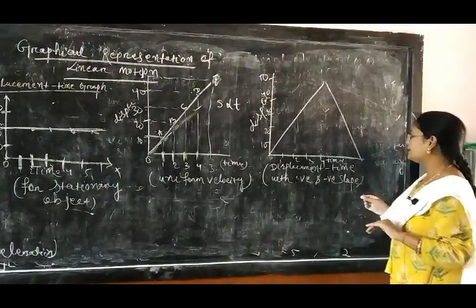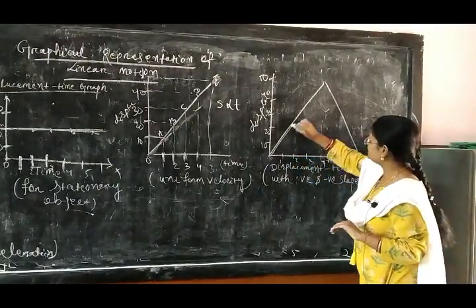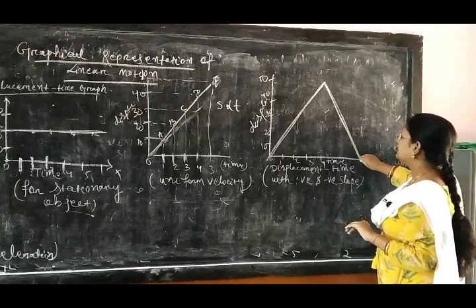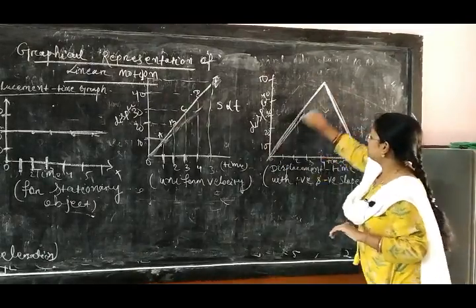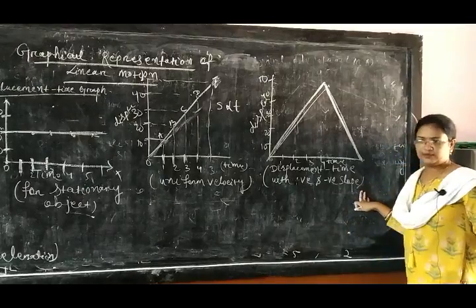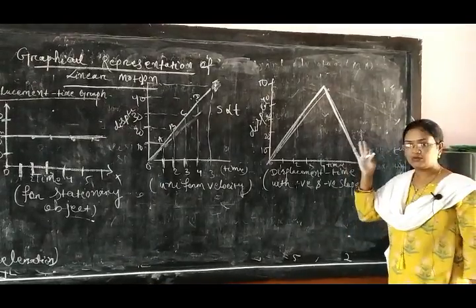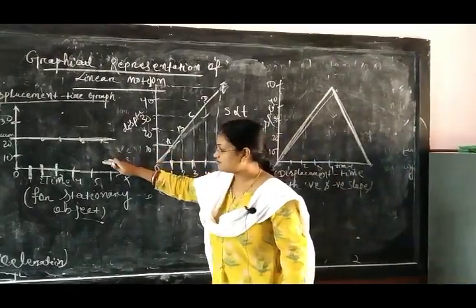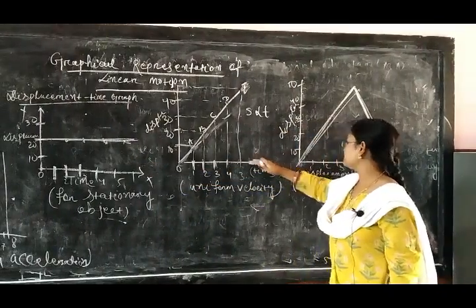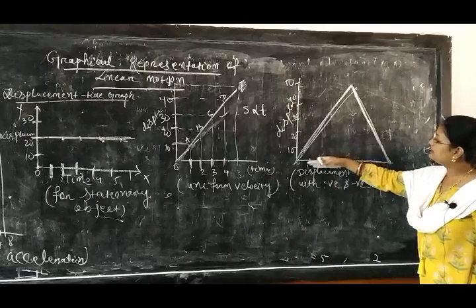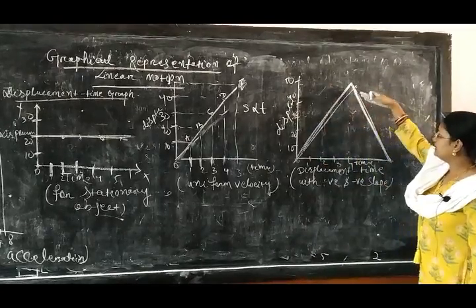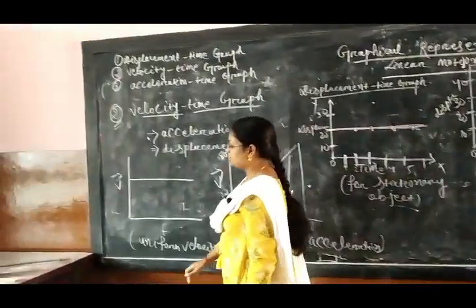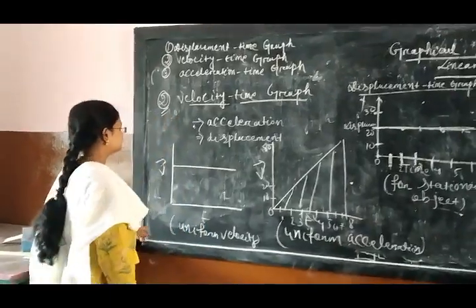Now you see here one more graph is there, the displacement time graph with positive and negative slope. Positive and negative slope means what? You see, in the positive one the displacement is gradually increasing, and here the displacement is gradually decreasing. That's why it is negative, and this one is your what? Positive. The slope part you will read in maths in detail. We will discuss here how to calculate the slope of the graph. Okay. So this is for a stationary object. This one is for uniform velocity, and this one is also for uniform velocity, but in one part the displacement is increasing, and in one part the displacement is decreasing. Okay. Now you see this is all about your displacement time graph.